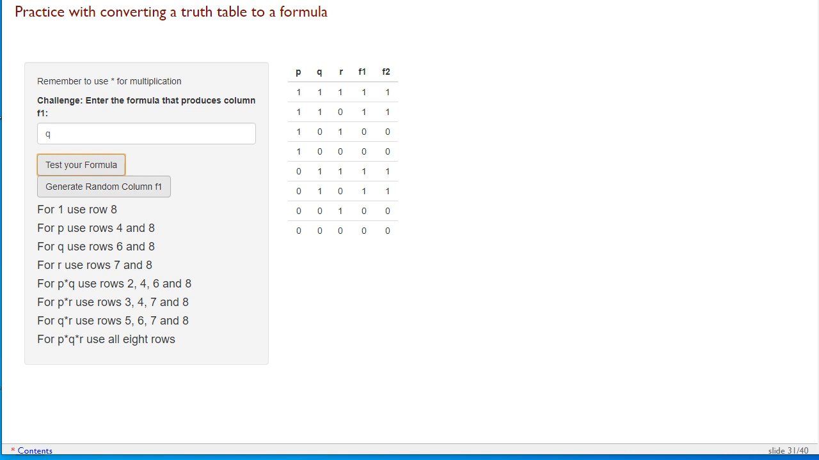We can play around with this more at question time after class. And if you want to practice, just push the button, generate a new random column, and see if you can type in the right formula. When you're doing that, remember that to multiply, you need a star in order for R to do the evaluation correctly.